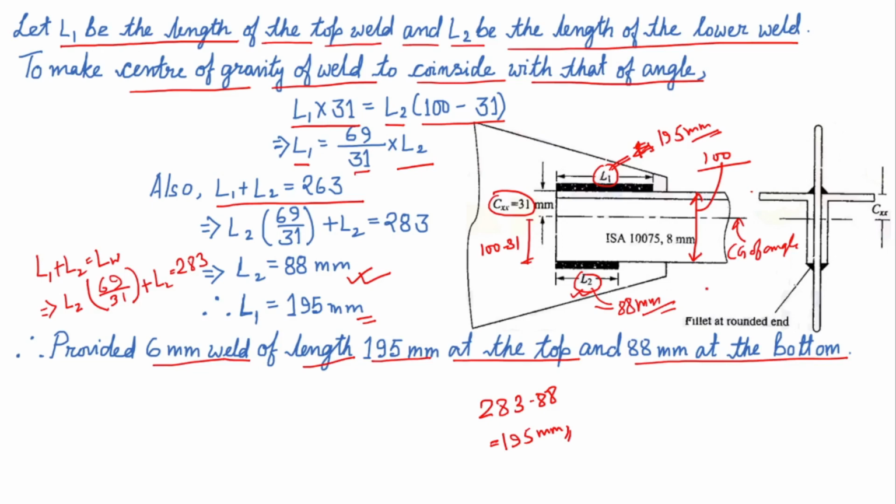After completion of the design, you have to remember that you have to provide a neat sketch of your design. Where you have to show this drawing, and along with the drawing, in place of L1 you have to write 195 mm, in place of L2 you have to write 88 mm, so that the welded connection we have designed is properly understandable from the neat sketch.